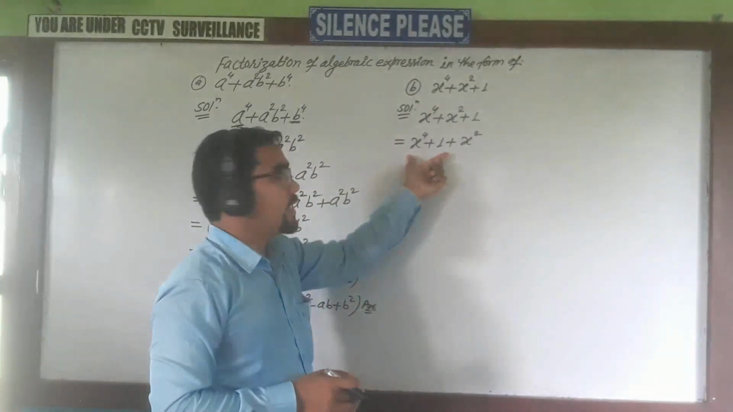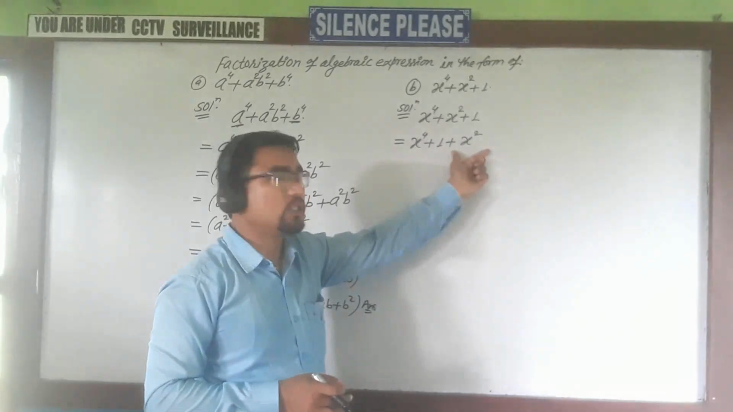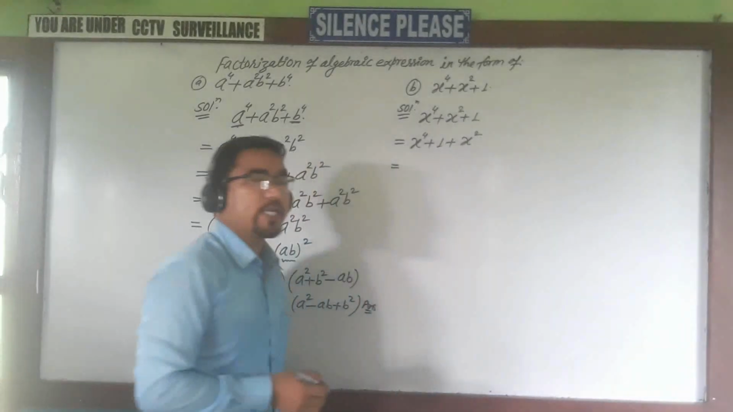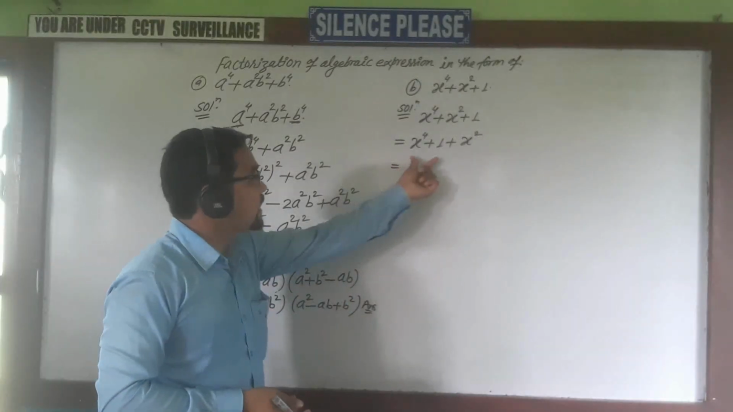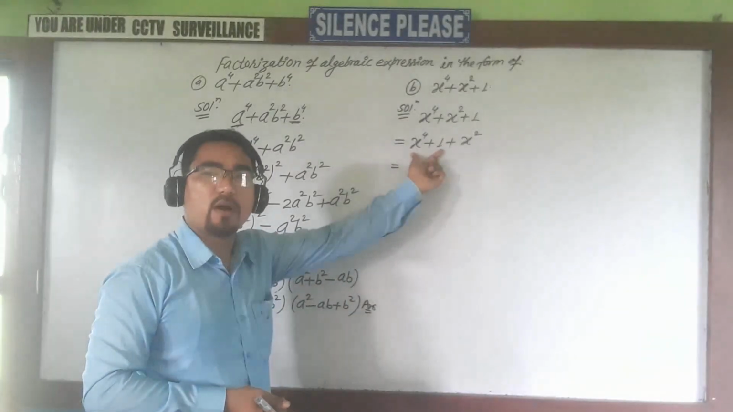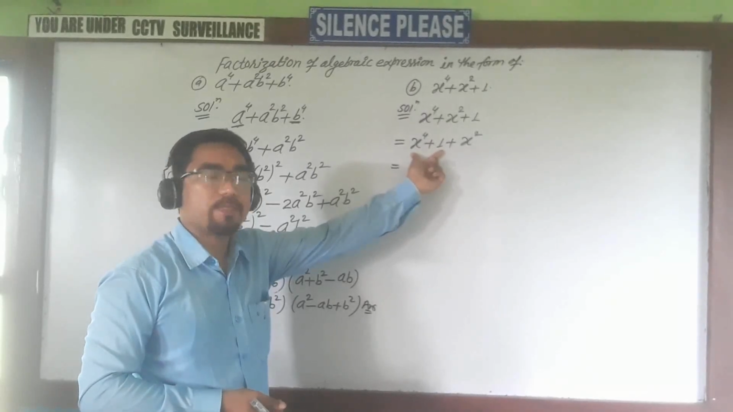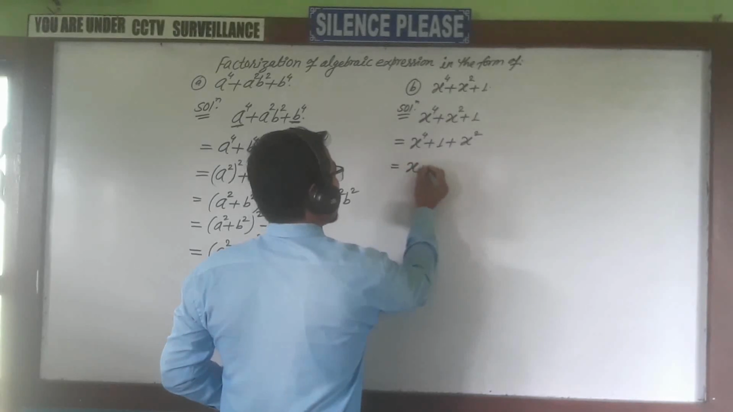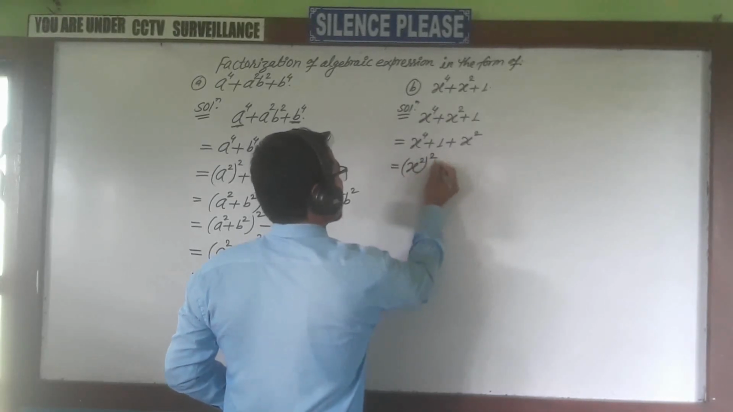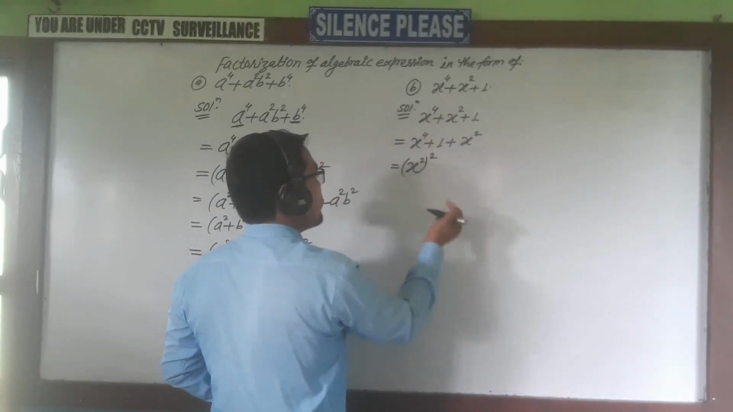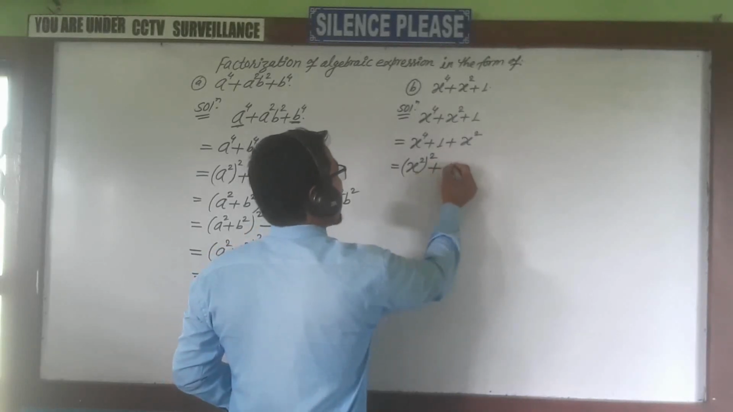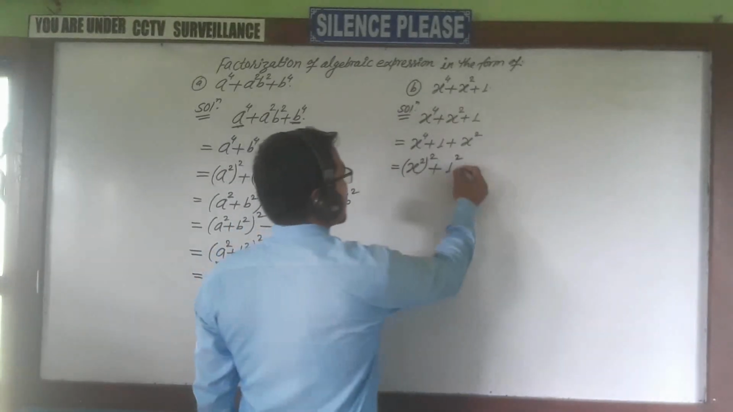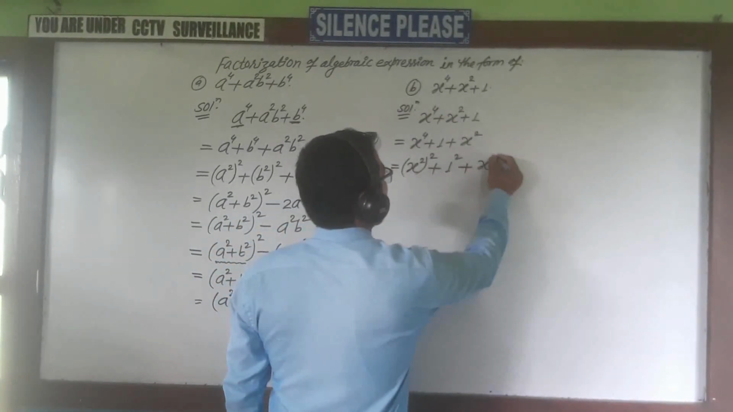So look here. We have x power 4 plus 1 plus x square. First of all, our work is to express these two terms in the form of a square plus b square. We have x power 4 plus 1, so x power 4 can be written as x square whole square, and 1 we can write as 1 square, plus this last x square we keep the same.